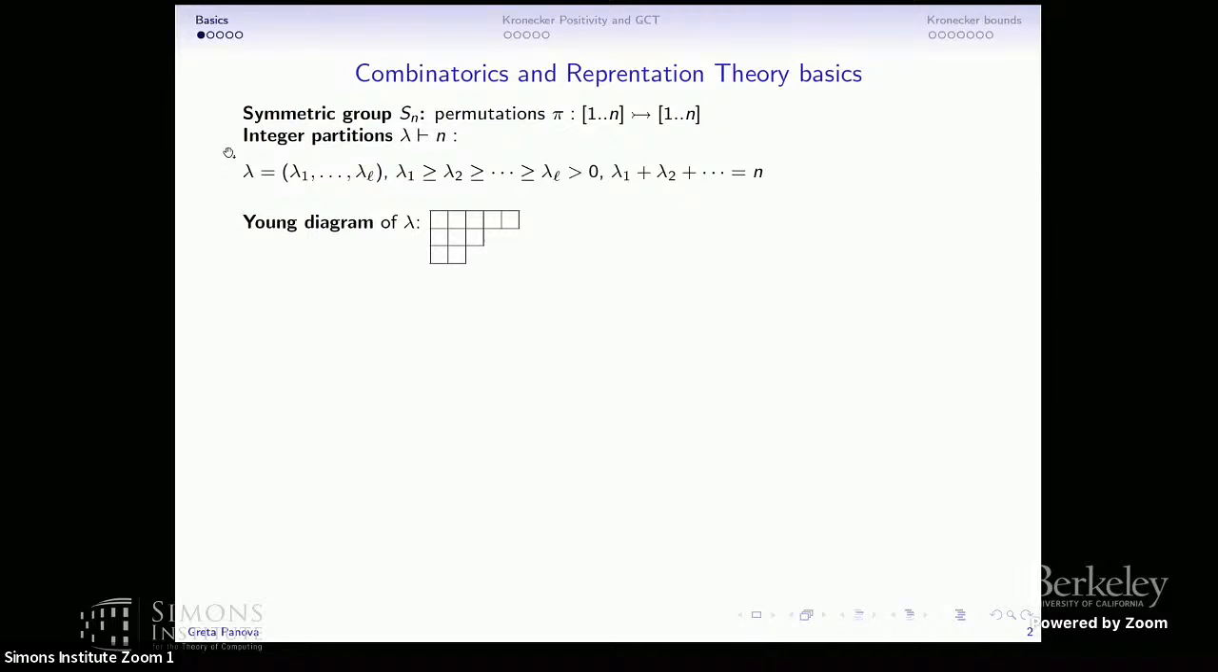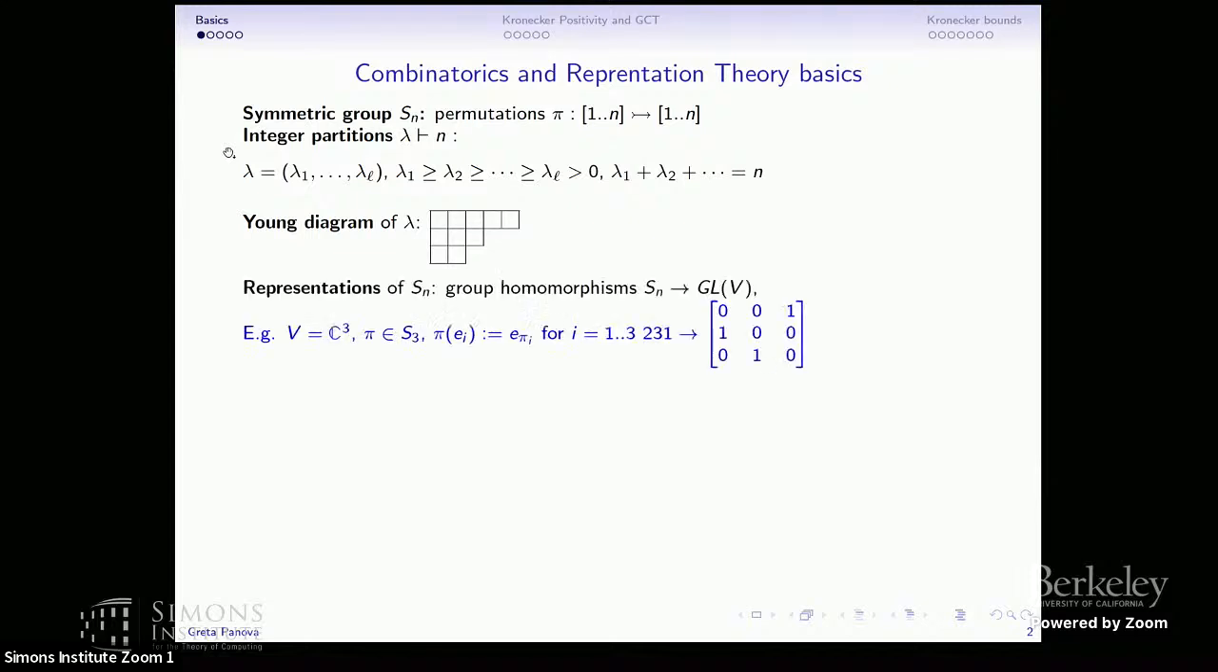And then we have other major objects that are going to be used throughout the talk. These are the integer partitions, and they will show up in representation theory as highest weights. They are just weakly decreasing sequences of non-negative integers that sum up to n, and we draw them with Young diagrams in terms of boxes.